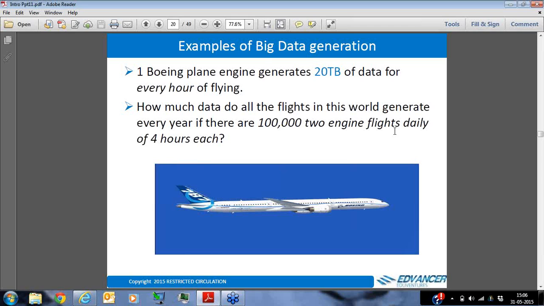Can anyone come up with a figure from you guys here? Just come up with a calculation quickly. I'll wait for your response. Every year, 100,000 two engine flights daily of 4 hours each. Nandini, you gave a pretty large number, 146 million something, but what is that? Is it bytes, kilobytes, megabytes, gigabytes? What is it?